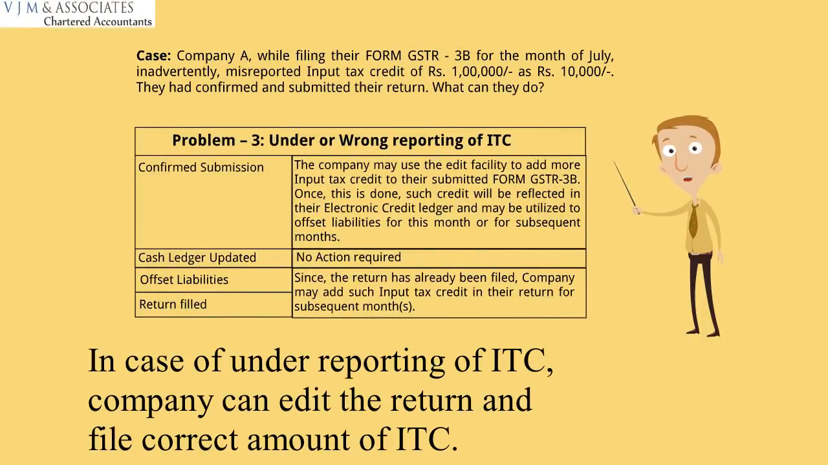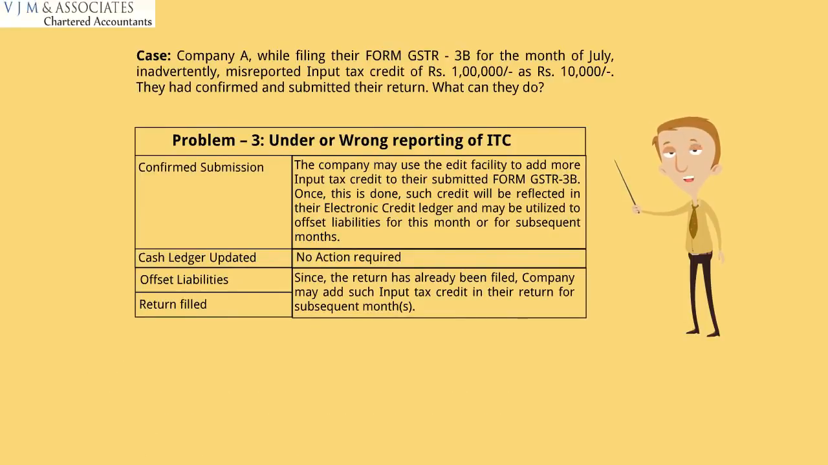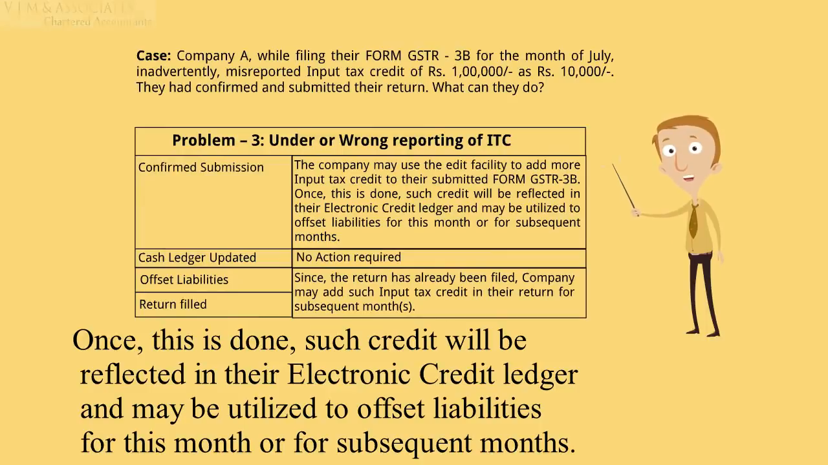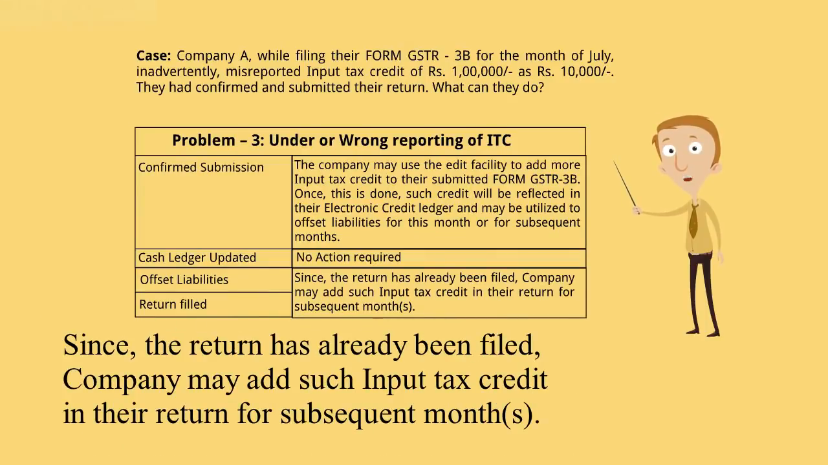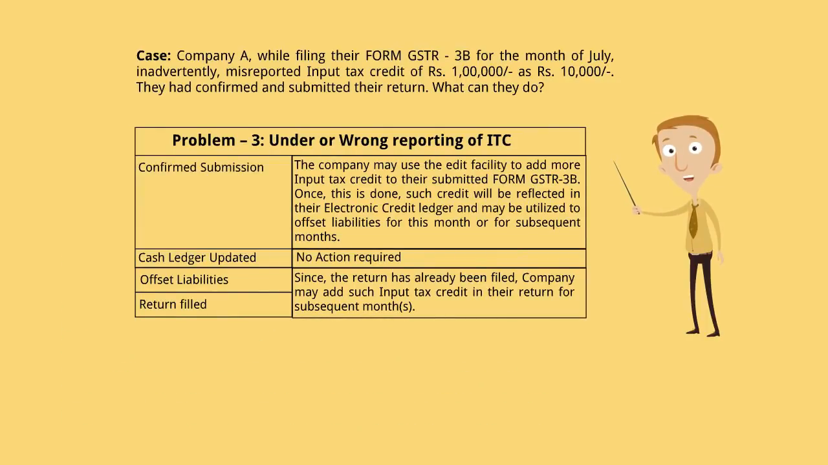In case of underreporting of ITC, the company can edit the return and file the correct amount of ITC. Once this is done, such credit will be reflected in their electronic credit ledger and may be utilized to offset liabilities for this month or for subsequent months. In the second 2 stages, since the return has already been filed, the company may add such input tax credit in their return for subsequent months.